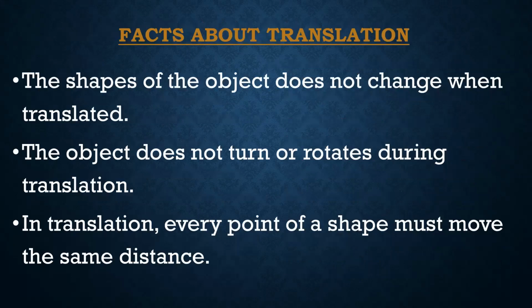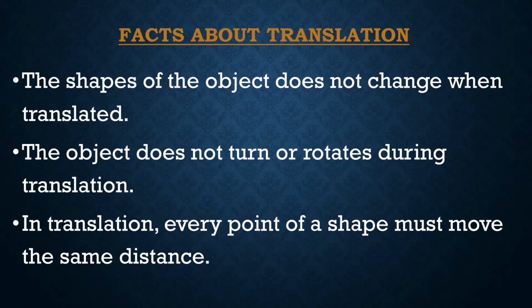Let's see some of the characteristics or facts about translation. If you want to translate a point by a translation vector, you must consider these factors. The shape of the object does not change when translated. So assuming you have been given a translation vector and a point, when you add the translation vector to the point and the image you get has changed from the original, there must be something wrong, because the property says the shape of the object does not change when translated. So you have to make note of that.